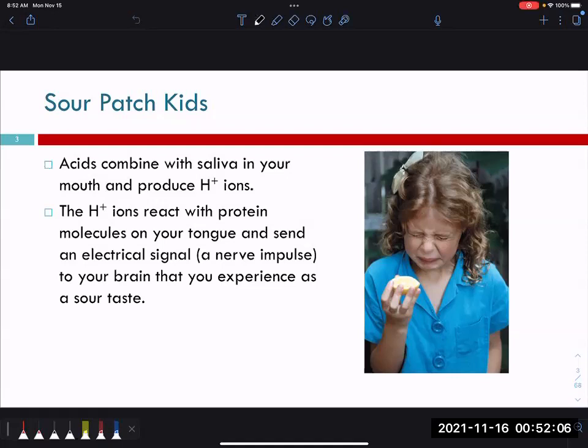I believe Hank Green had a TikTok where he was talking about how you can taste protons. This is what he was talking about.